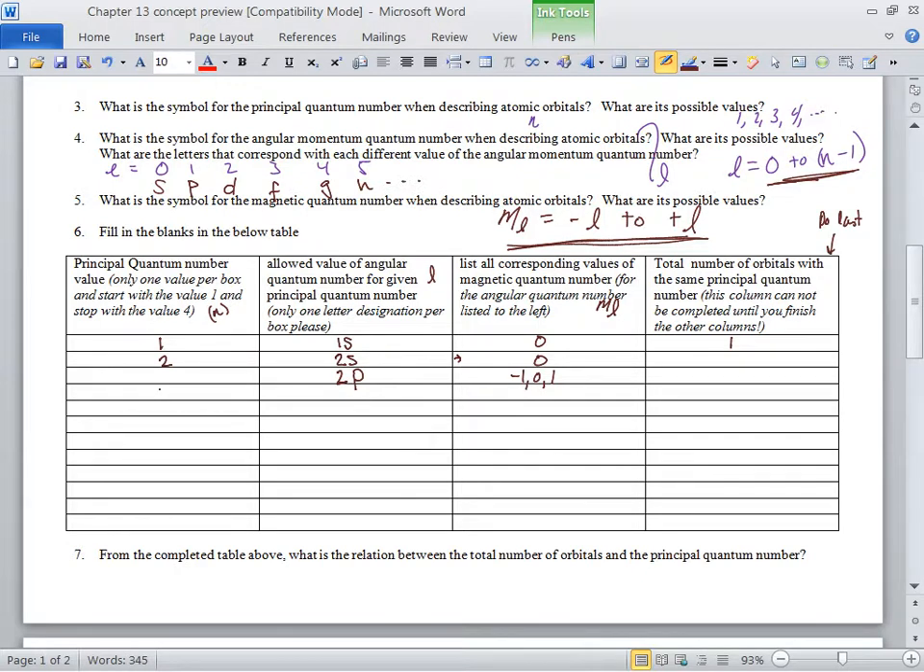So n now is 3. Okay, so first one, 3s. Right? And what are the possible m sub L's? m sub L goes from -L to positive L, 0 to 0. Right, because s is just s. So 3s. Now the next one would be 3p. The one below that will be 3d. One below that will be 3s.